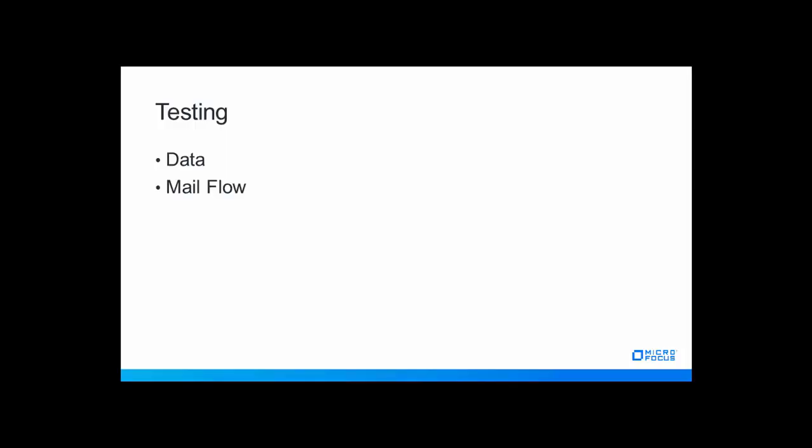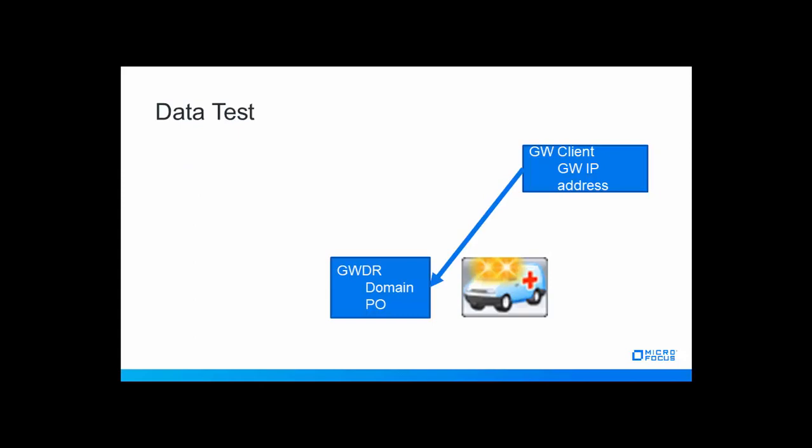There are two kinds of tests you need to do for disaster recovery mode: data and mail flow. A data test is very simple. Activate disaster recovery mode and point a client at the disaster recovery mode POA. You can easily tell if data is available. You can do this at any time as it has no effect on production.